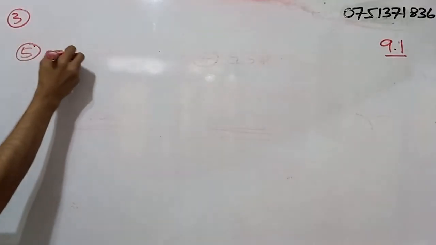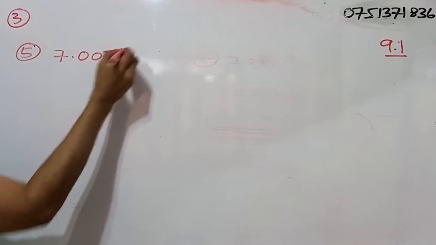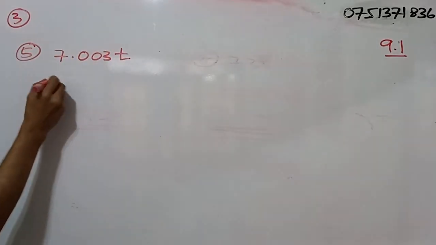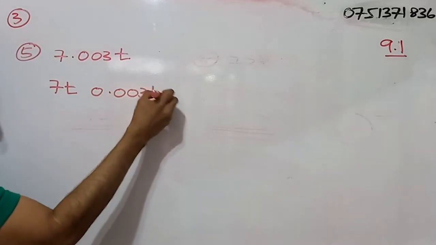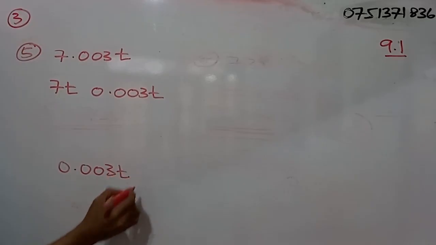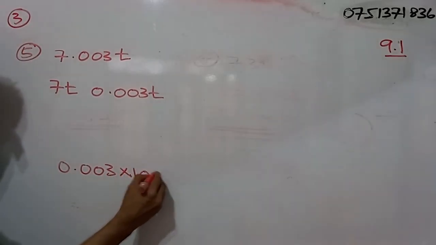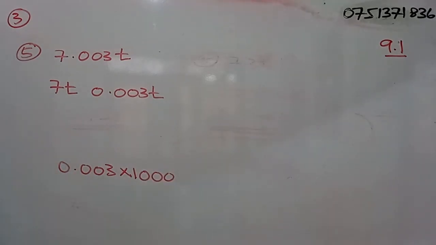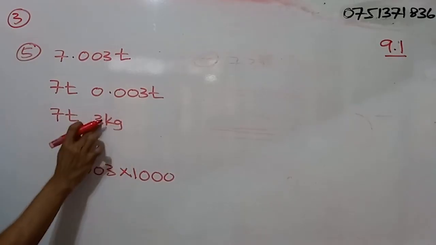So we have 7.003 tons. So again I will break this into what? 7 tons and 0.003 tons. So we will take 0.003 tons. Then we will multiply that by what? 1000. So this becomes what? 3. 3 what? 3 kilograms. So 7 tons and 3 kilograms.